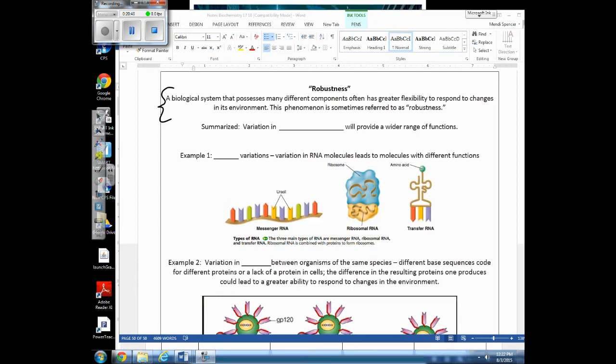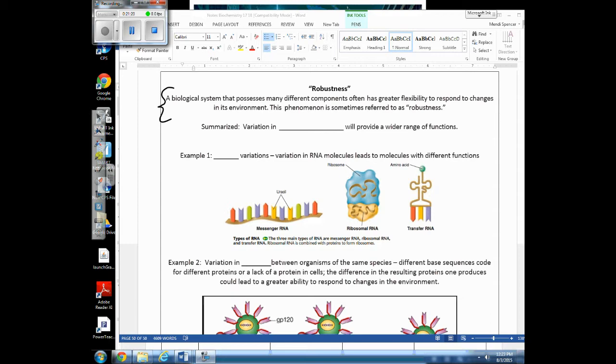Now, we can relate robustness to many units. So I want you to think of what is the main idea that you're studying in this unit, and whatever that idea is, you're going to put it in this blank. In the biochemistry unit, we're studying molecules. So put molecules in that blank. Variation in molecules will provide a wider range of functions.